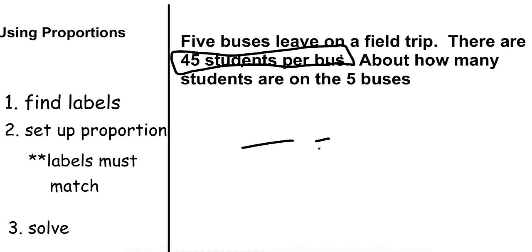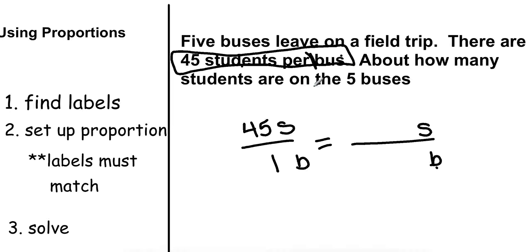So now I need to set up my proportion. I'm going to have students over buses, students over buses. My labels must match. I could have said buses and students, but then I would need buses and students. Now, it says 45 students per bus. So I'd have 45 students per bus means one bus. If there's no number in there, you can stick in the 1.